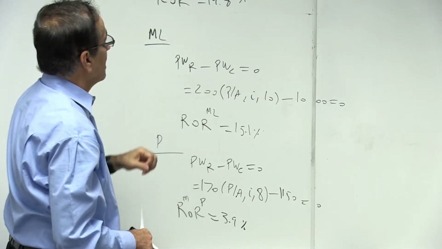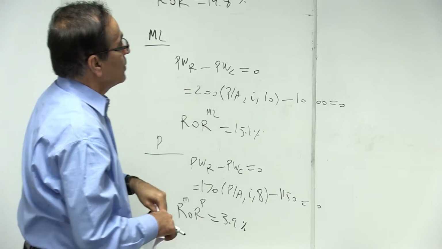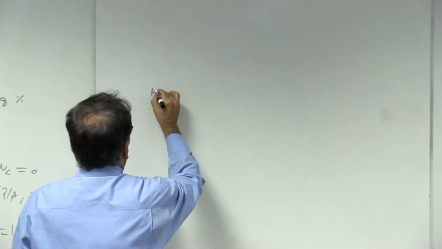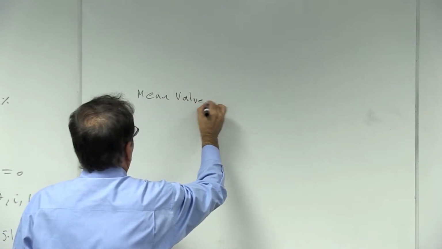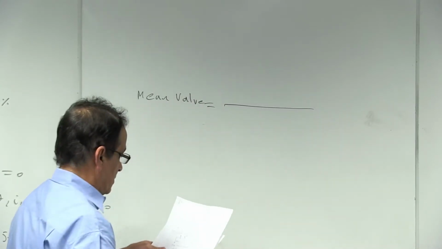So how are we going to resolve this? I'm going to discuss this using a method we call mean value. So what does it mean by mean value? What we're going to do here is find a weighted average.